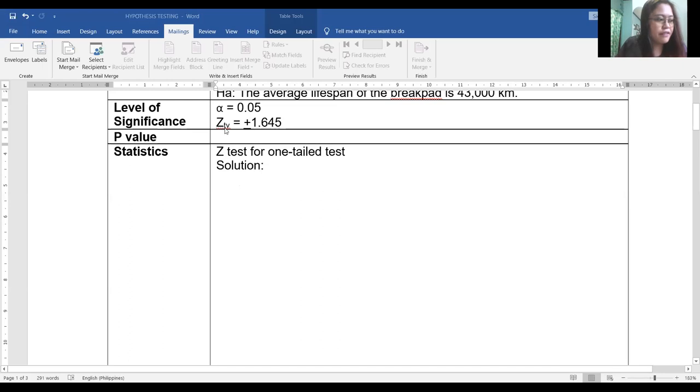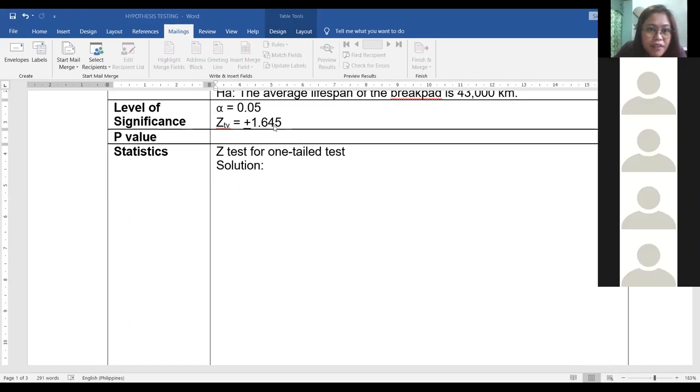So let's see, class, if it is really i-reject ba nato or dili. Wait lang. Ayan. So level of significance again is 0.05. So since this is a one-tailed test, then at 0.05, our tabular value is 1.645.